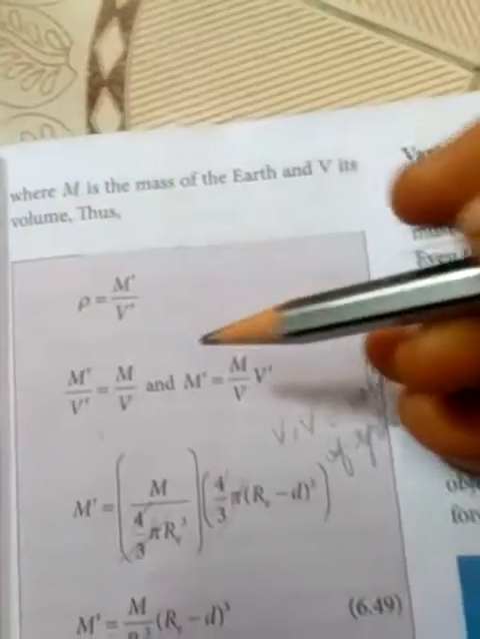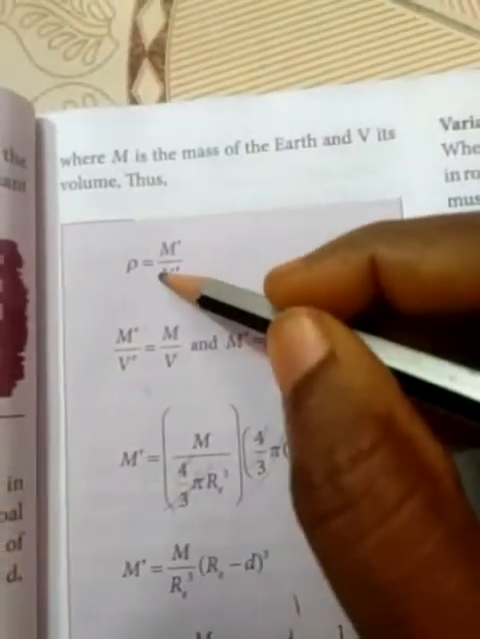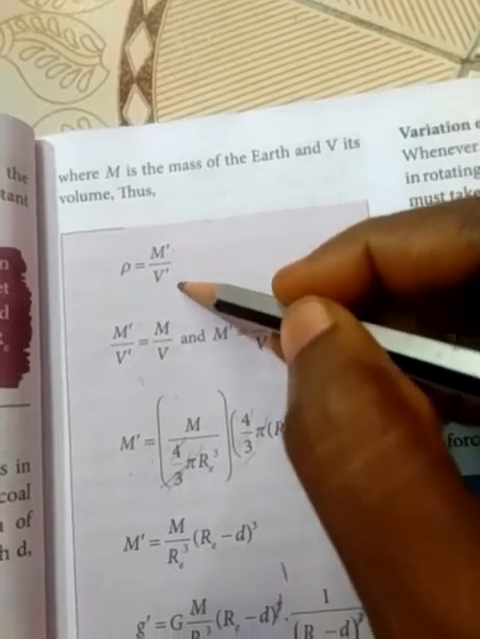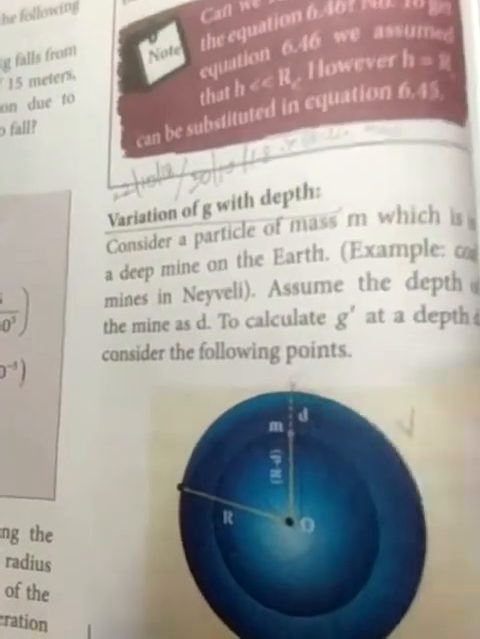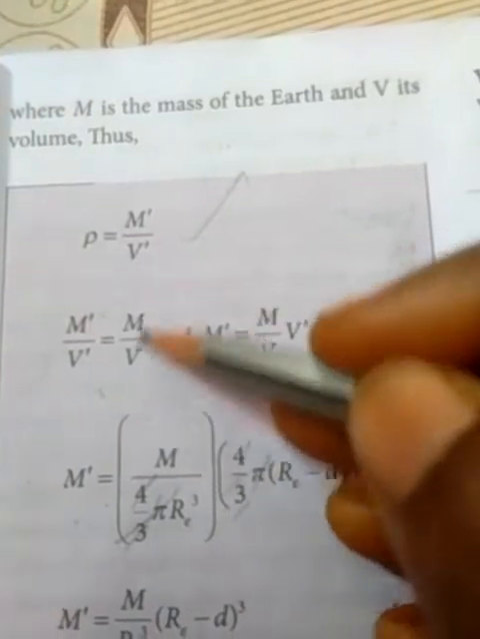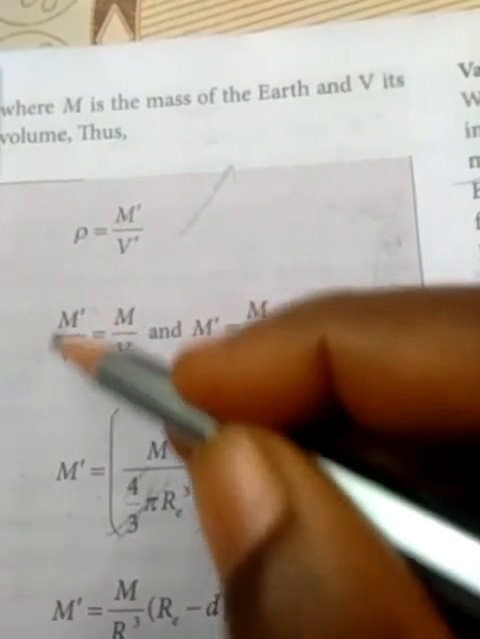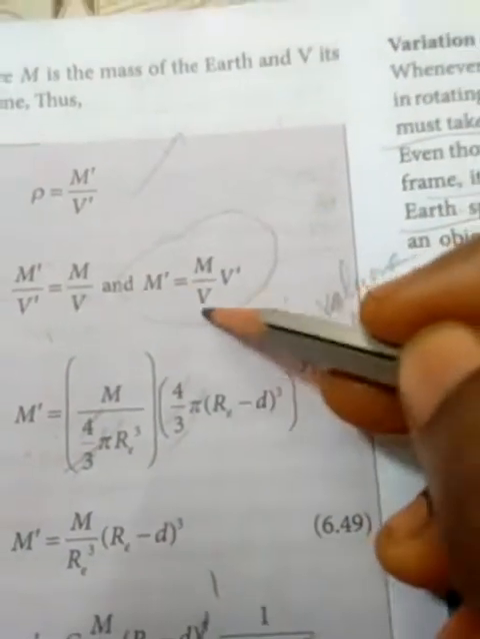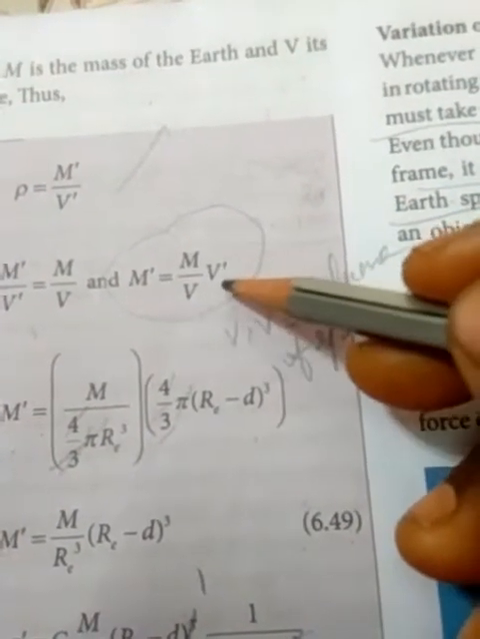Okay, so next you calculate g dash. I am taking rho equal to m dash by v dash. So here this is g, and this is g dash you are taking. Compare this and this: m by v equal to m dash by v dash. Keep m here, v dash goes here, so coming to this equation, m dash equal to m by v into v dash.